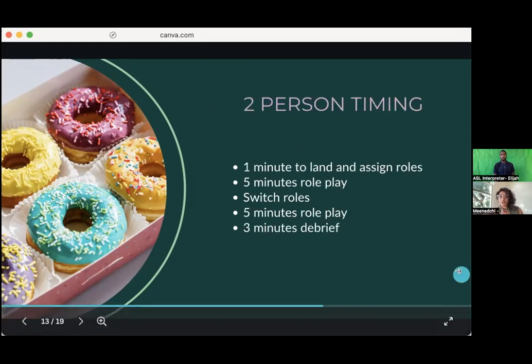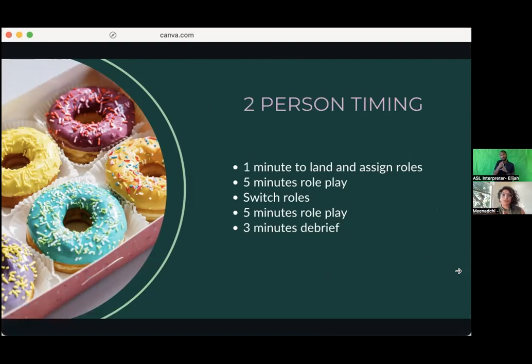So a little bit more on the structure. If you're in a two-person group, you'll have one minute to land and assign your roles. You'll have five minutes to play with each other, person A convincing person B to have the donut, person B saying I don't want it. You'll switch. We'll give you that notification above. And then you'll have five minutes to role play again, and then three minutes to debrief.